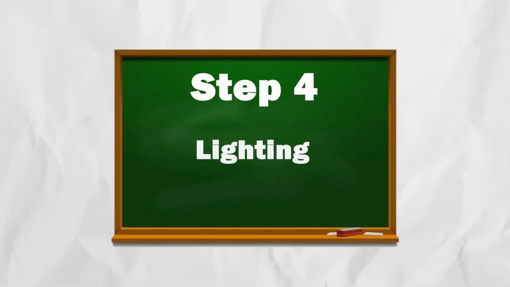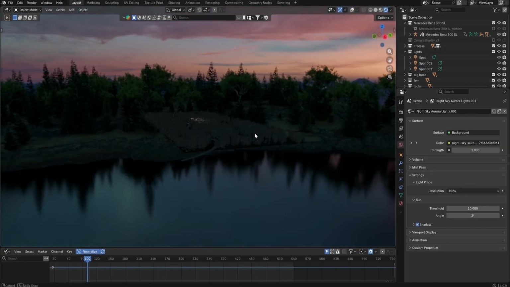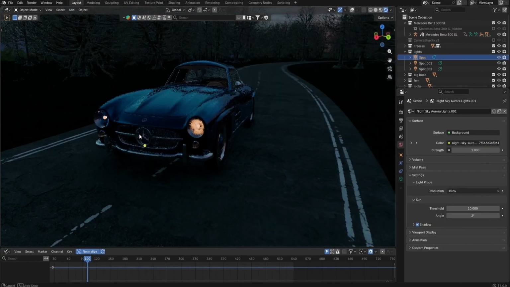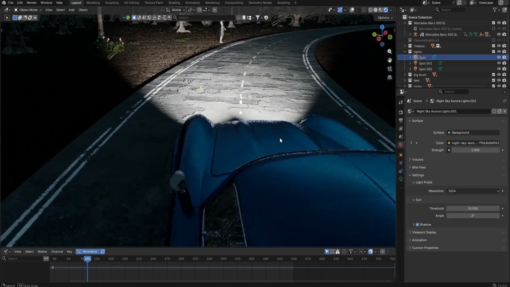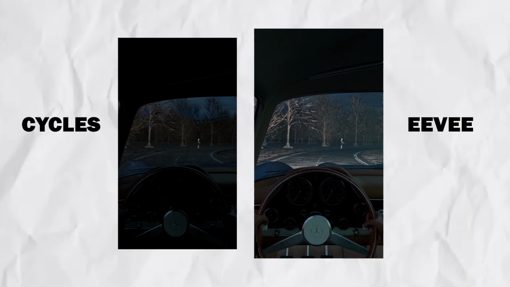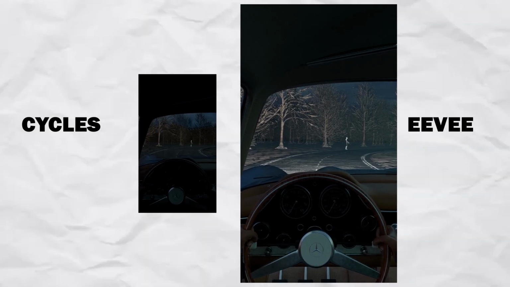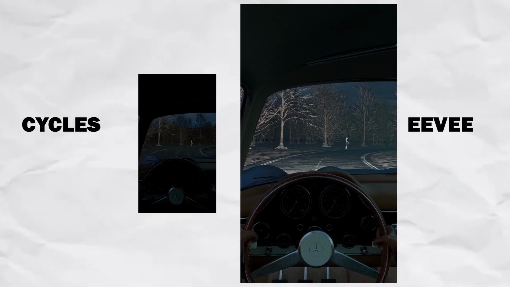Step 4. Lighting. For the lighting, I used a night HDRI from Blender Kit to light the environment and used 2 spotlights as headlights for the car. By the way, I used EEVEE in this scene rather than Cycles to obviously render faster, and also the EEVEE lighting looks much better than Cycles in this scene to my surprise, so I stayed on EEVEE.